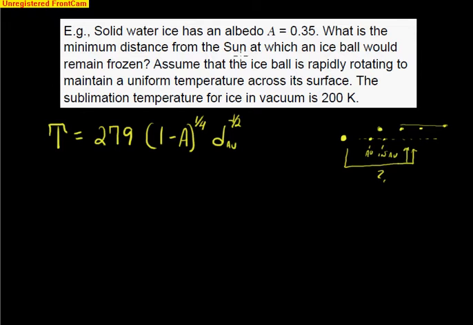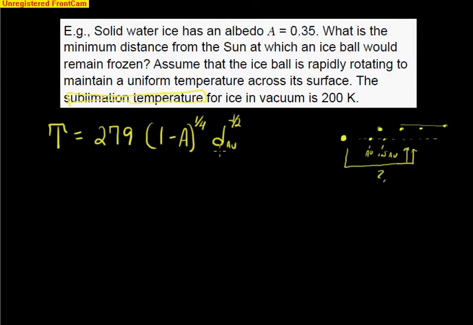Well, it says that assume that the ice ball is rapidly rotating to maintain a uniform temperature across its surface, so it doesn't get warmer on one side and colder on the other, allowing it to sublime. That is the big hint here. The sublimation temperature for ice in a vacuum. So if we're out here in space, we're not going to be dealing with ice melting at 0 degrees. This is extremely low pressures out here, and it will sublime at those pressures when it reaches 200 Kelvin.